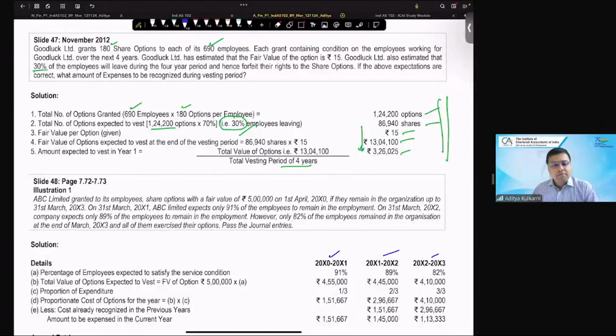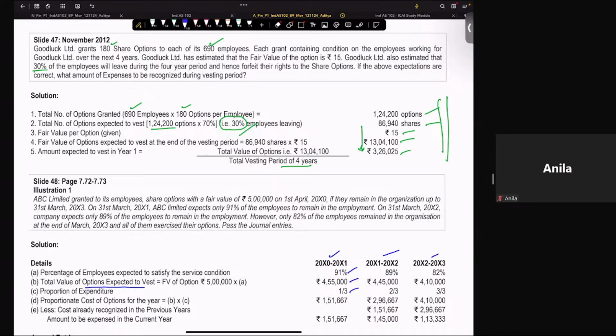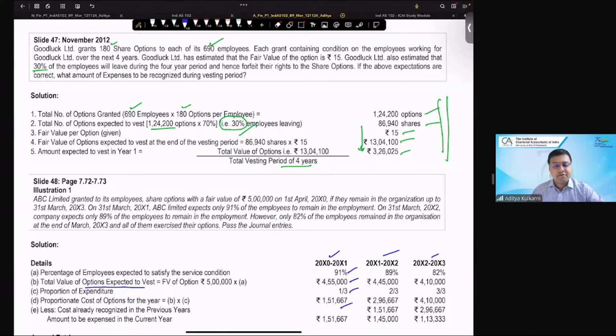So percentage of employees expected to satisfy the condition is 91% in the first year. Value of options expected to vest is 5 lakh for the entire 100%. So 91% of that will be 4,55,000. Now I'm expecting 91% of these employees to remain in service for 3 years. So this 4,55,000 is an expense for the next 3 years. Are we okay with this? Yes, sir. So 4,55,000 into 1 by 3. So annual expense is 1,51,667, the first year's expense.